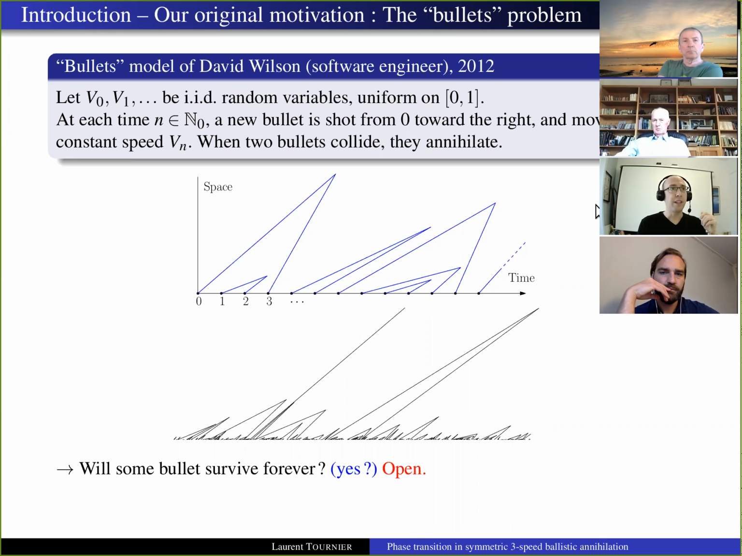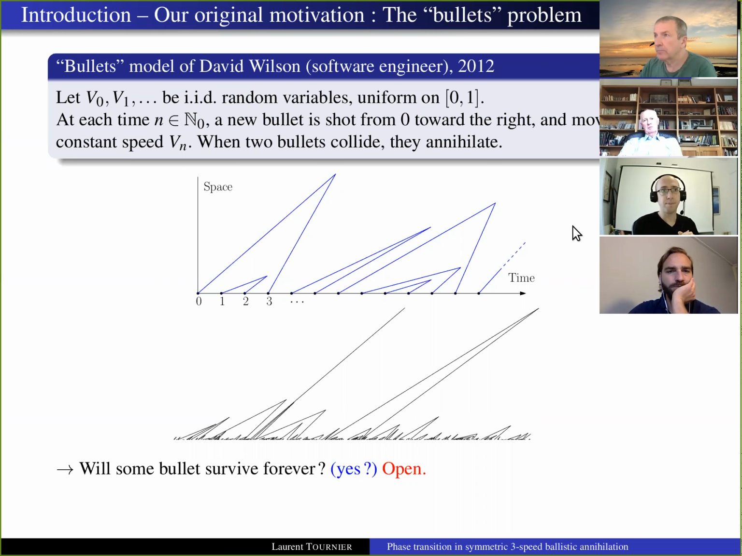And the obvious question here is, will some bullet, for instance, will the first bullet survive forever? Is there a chance that all the bullets flying after this one, even if they are faster, annihilate together, so that the bullet keeps flying forever? And this is, for now, as far as I know, a fully open question. Is it clear so far?